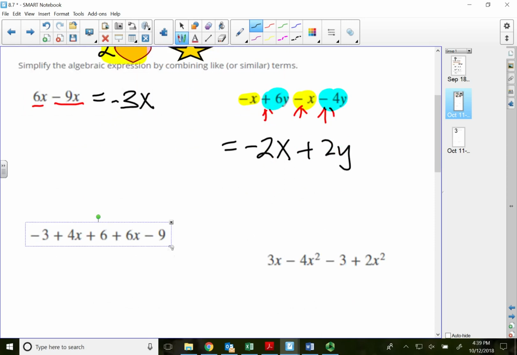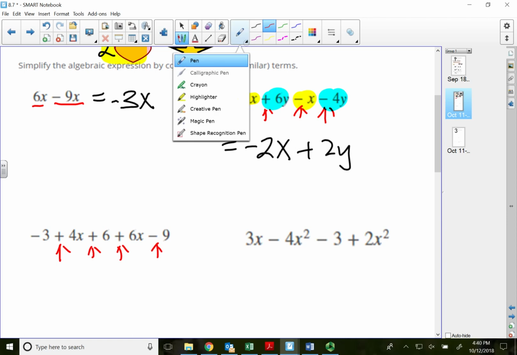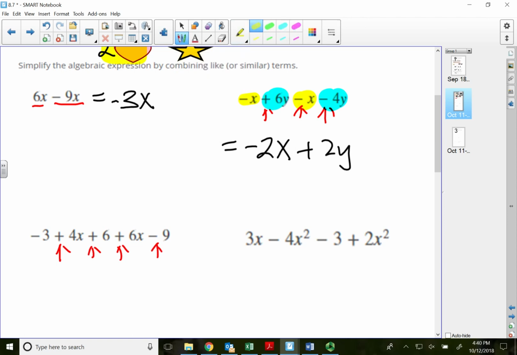Normally, when we combine like terms or simplify the expression, we go by alphabetical order and then by exponents. This example is kind of long, which just means I have a lot of terms here: plus sign, plus sign, plus sign, minus sign. Let me highlight all the like terms in the same color. Positive 4x is a like term with positive 6x.